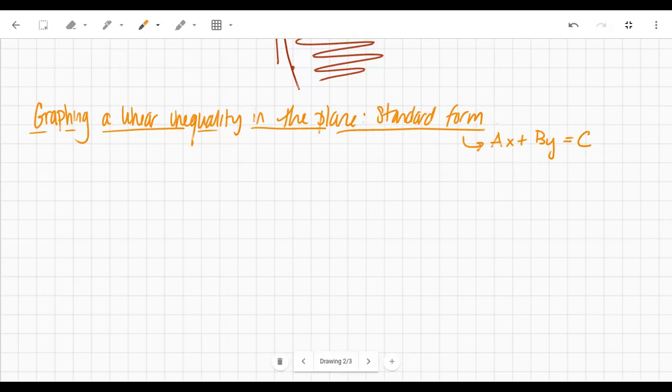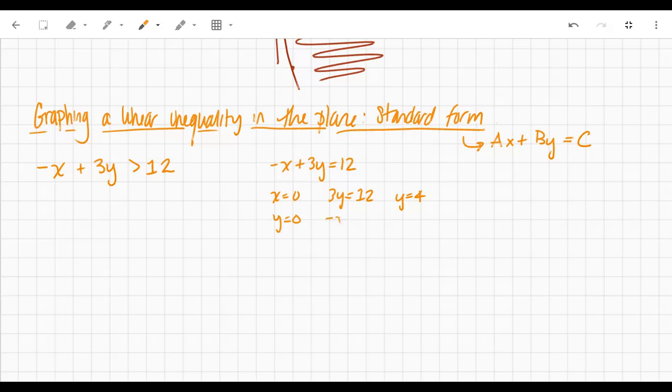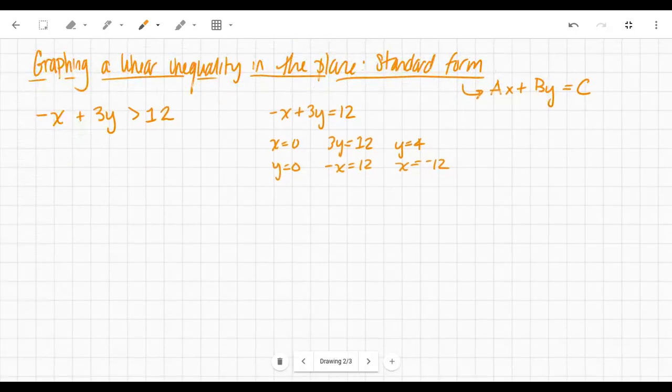Okay, so we have negative x plus 3y is greater than 12. All right, so remember when you graph that, you find your two intercepts. So first of all, we just think about the line negative x plus 3y equals 12. Okay, if x is 0, then 3y is 12, and y is 4. If y is 0, then negative x is 12, and x is negative 12. Okay, so we're going to graph that line, and we're going to make it dashed because of the symbol there.